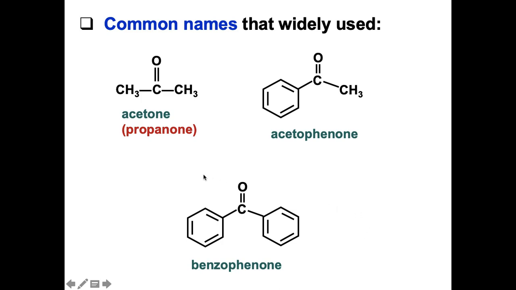Common names for ketones. If it's propanone, it's acetone, and a ketone with a benzene ring is acetophenone, and a ketone with 2 benzene rings is benzophenone.